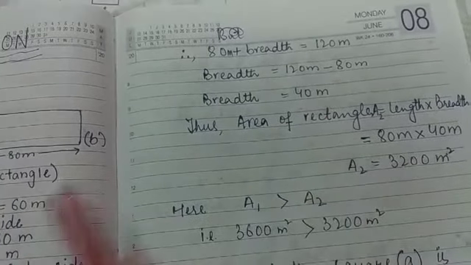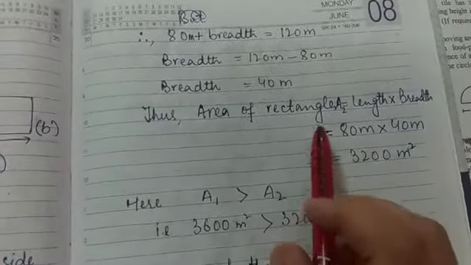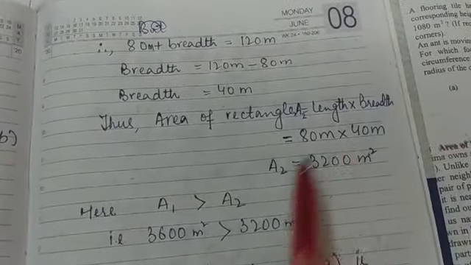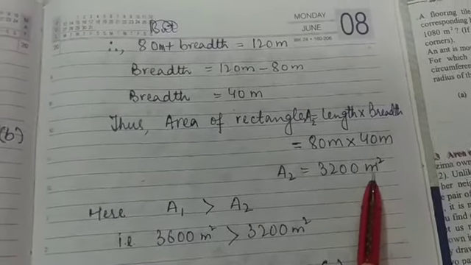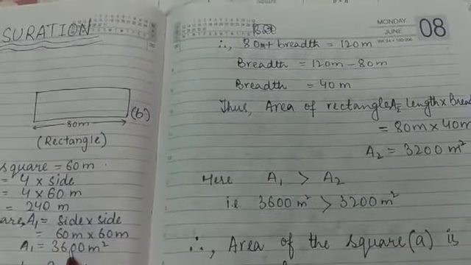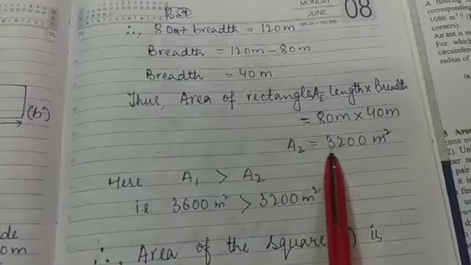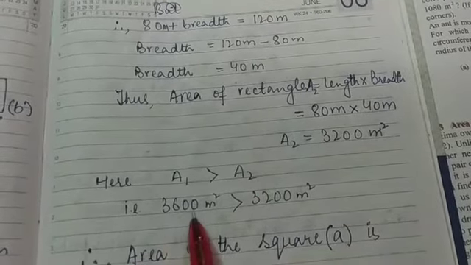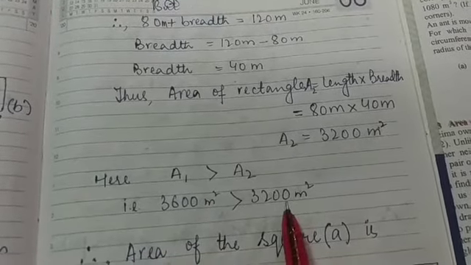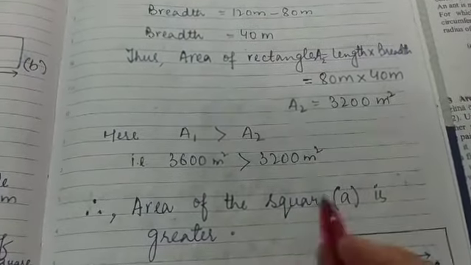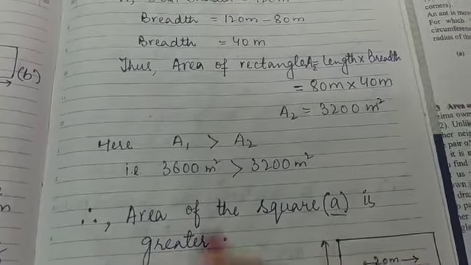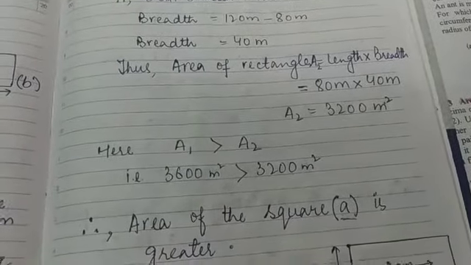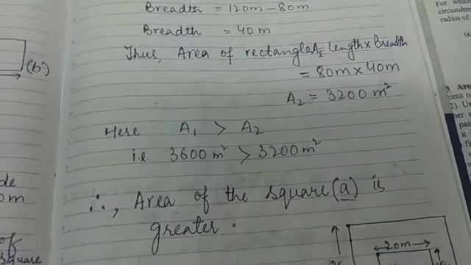So यहाँ से अब length भी पता है, breadth भी पता है, then the area of the rectangle A2 will be length multiplied by breadth, that is 80 meters into 40 meters. So A2 is equal to 3200 meters square. The area for the square was 3600 and for the rectangle it is 3200 meters square. Here A1 is greater than A2, that is 3600 meters square is greater than 3200 meters square. Therefore area of the square, this by this I mean जो diagram A में थी, is greater. Okay, because हम जब दोनों को compare किया, स्क्वायर का एरिया ज़्यादा था, सो हमने लिख दिया that the area of square A is greater.